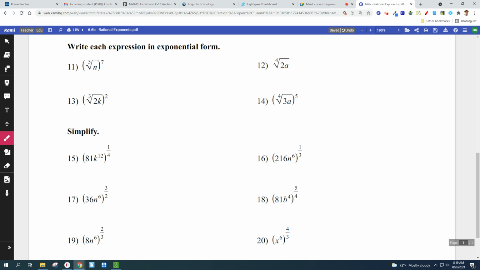Write each expression in exponential form. Okay, exponential, exponent. We want the exponent. We don't want the radical. And so it seems like we've already done this, but again, here's the root index, so that's going to be the denominator, right? That's your denominator, n to the 7/5 power. Done. Exponential. Next one, 2k. Since there's more than one, I'll use parentheses to make sure it applies to both the 2 and the k. Denominator 3, because that's the root index. Numerator 2. 2k to the 2/3.